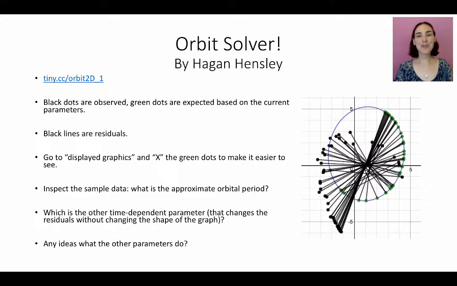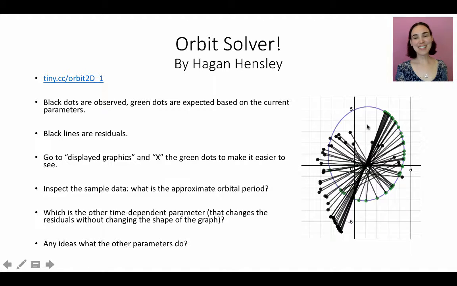Hagen Hensley wrote this amazing orbit solver in which you can actually move the ellipse parameters and see the position of the expected data points relative to the actual positions of the data points. So the black dots are the data points, and the green dots are the data points as they would be expected, where they would be expected to fall based on the current ellipse parameter values. And so the distance between the observed data points and their expected position are the residuals. That's what we want to minimize to solve the orbit.